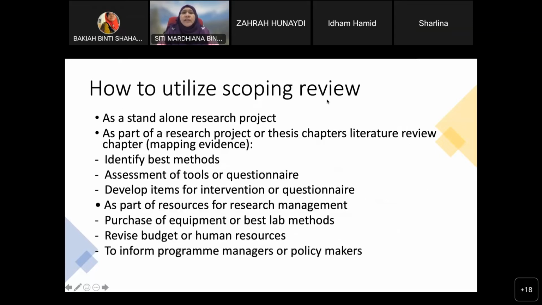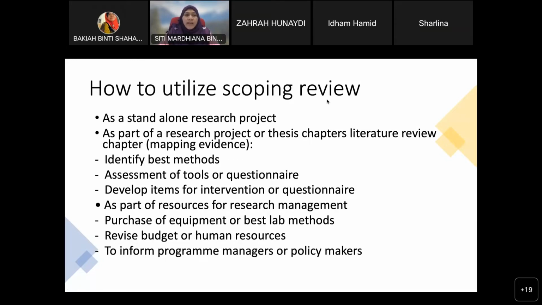And how to utilize the scoping review? So you can do it as a standalone research project, or it can also be a part of a research project or thesis chapters, like the literature review, because you map the evidence. And in your project, you will be able to identify the best methods, the assessment tools or questionnaires, and develop items for intervention or the questionnaires.